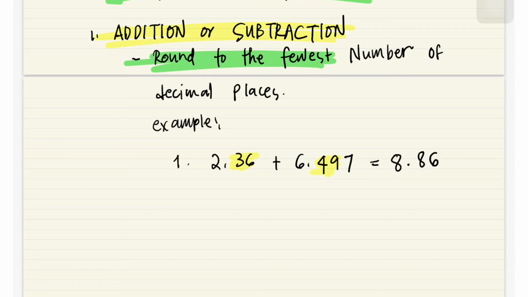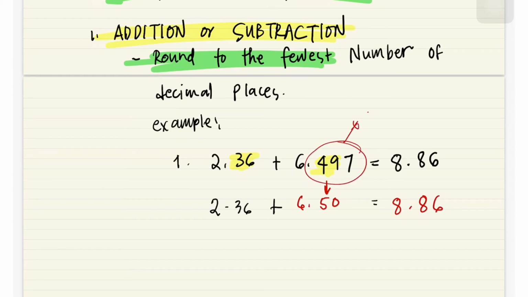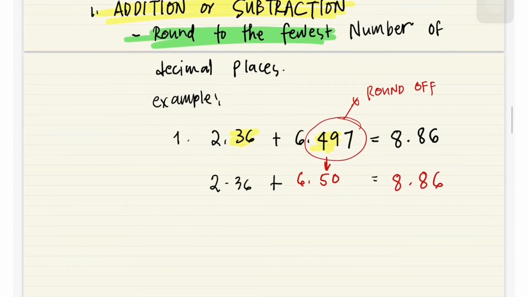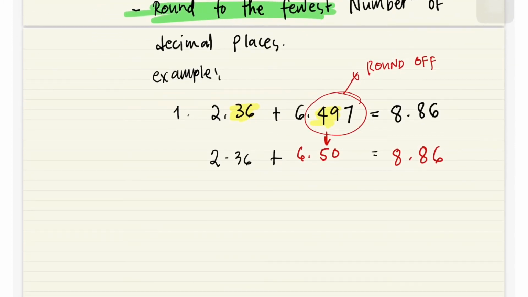So therefore this one here becomes 6.50. So we write 2.36 plus 6.50 is equal to 8.86. It means that this side here we round off. Remember that. Next, what if we're trying to multiply and divide?